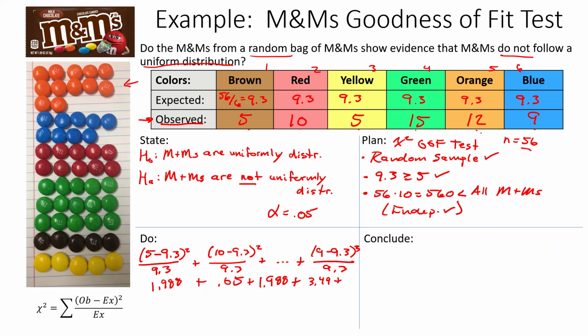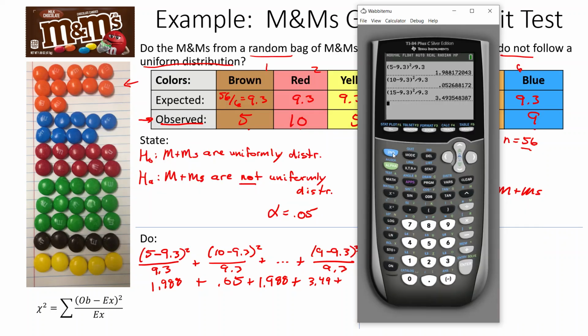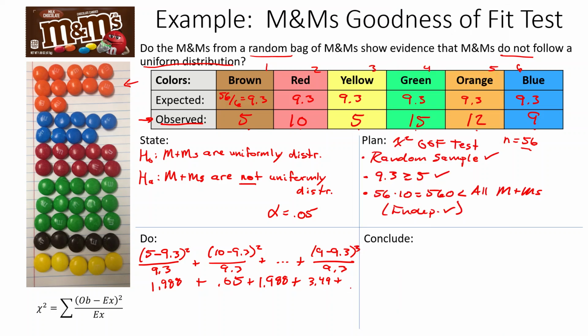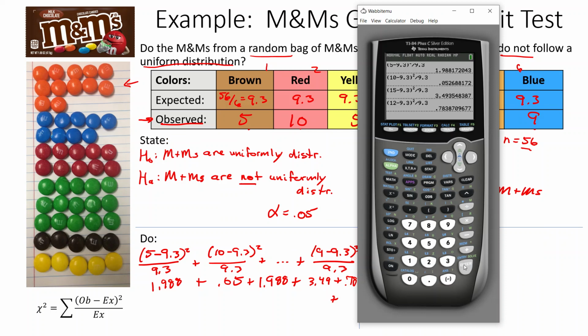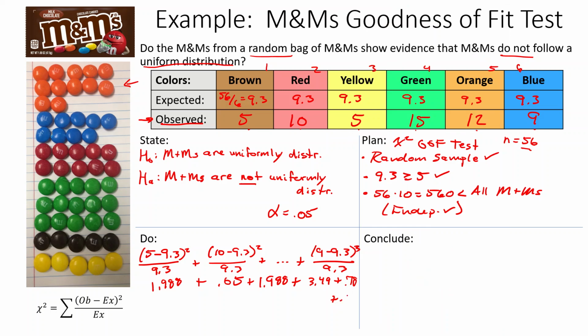plus for orange, looks like we got a 12 there, so I'm going to cheat here a second. Enter, and I'm just going to change the 15 to a 12. A little bit faster, I think. It's 0.78, plus, and then the last one here, we have 9. This one's probably going to be our smallest because it's closest to 9.3. Second enter. I'm going to change this to a 9, and there we go. 0.009. I'm just going to round that to 0.01.